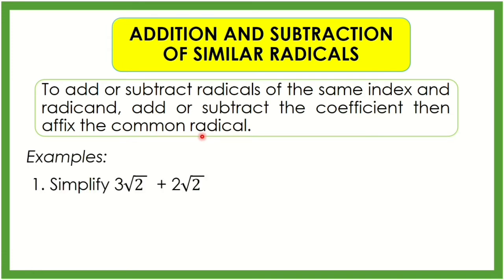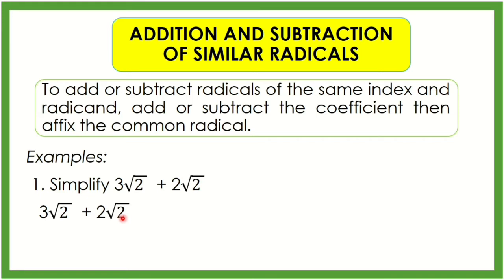Examples, number 1, simplify 3 square root of 2 plus 2 square root of 2. Mapapansin natin dito sa ating given na meron tayong similar radicals dahil ang kanilang index ay the same, 2, at ang kanilang radicand ay the same din, 2 also.